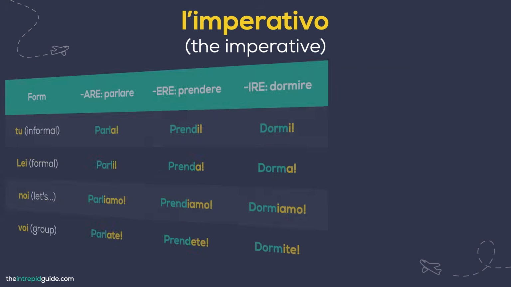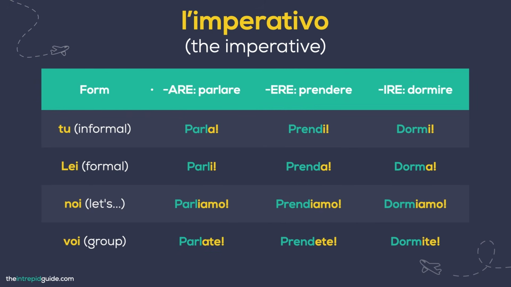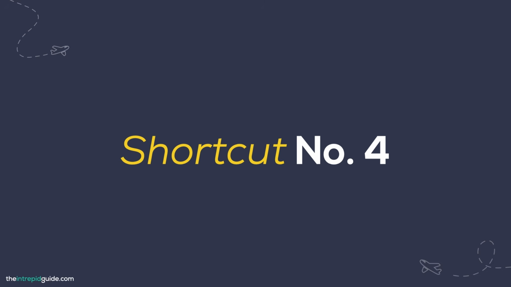Take a look and see how we conjugate the imperativo. Parla. Parli. Parliamo. Parlate. Prendi. Prenda. Prendiamo. Prendete. Dormi. Dorma. Dormiamo. Dormite. So pattern shortcut number 4 is: 3 of the 4 imperative forms are exactly the same as the present tense from shortcut 1. Only 2 small things change.